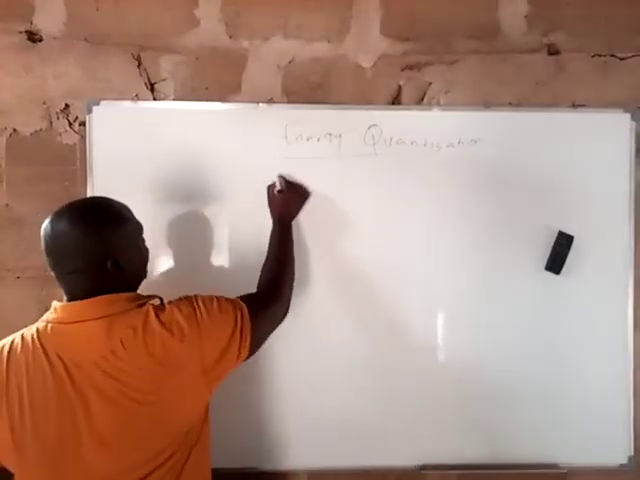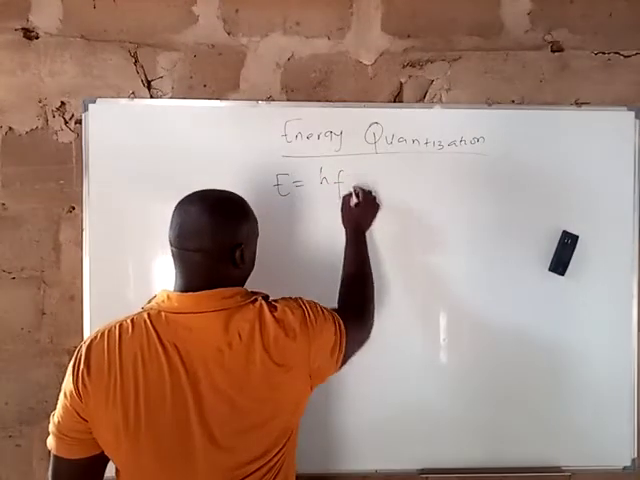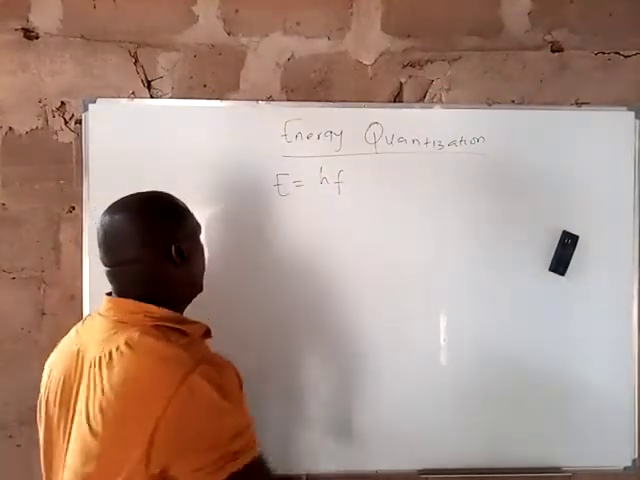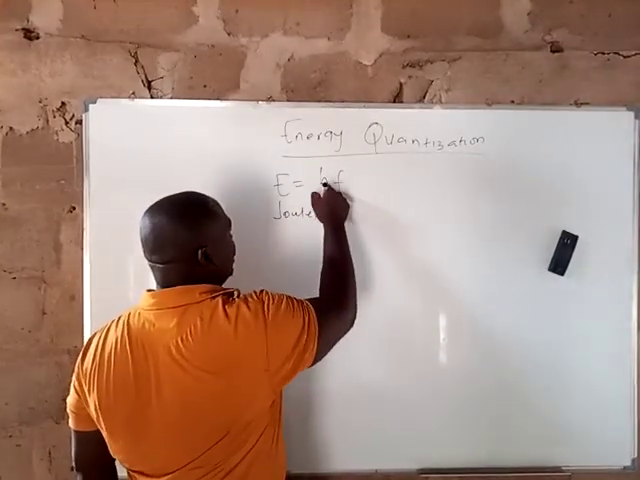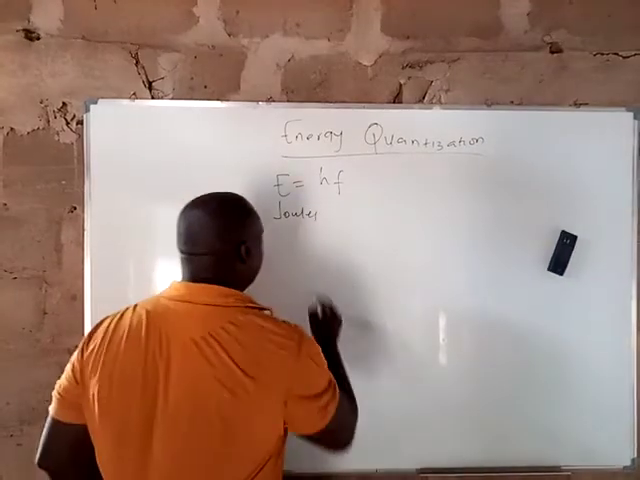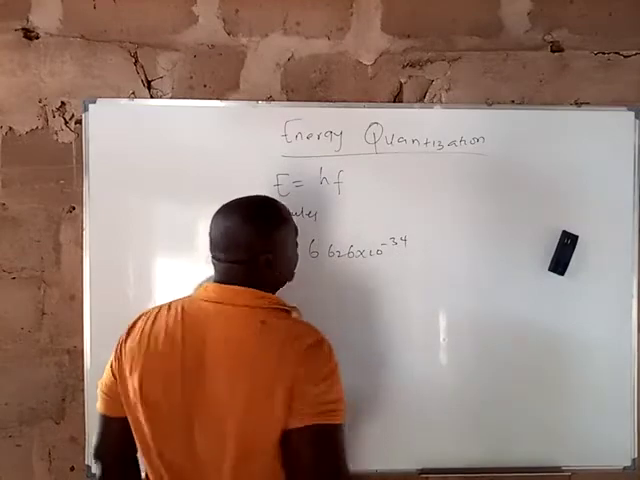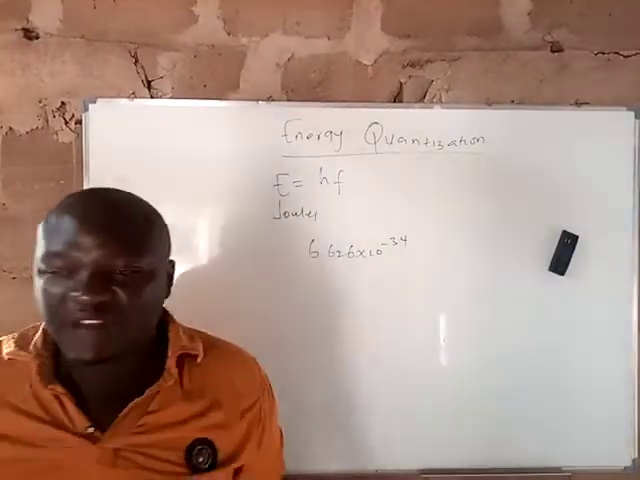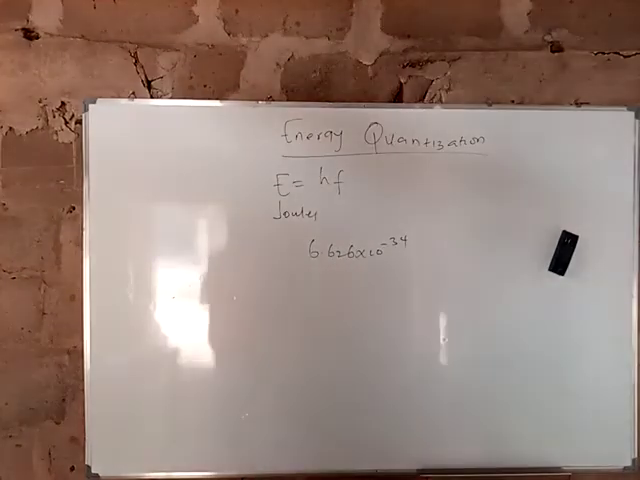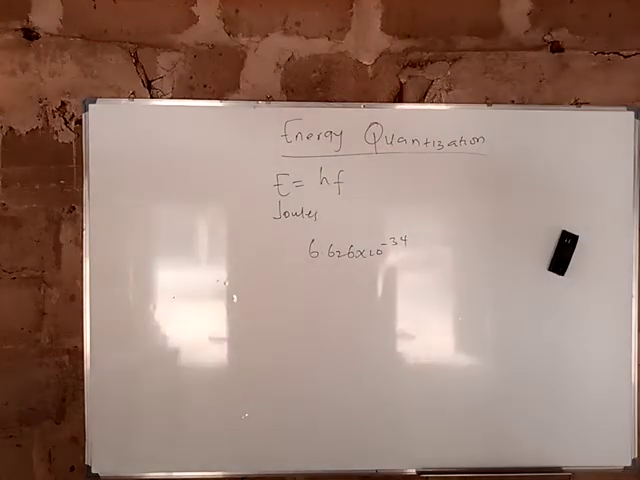And we have this beautiful formula: E = hf. E is our energy measured in joules, h is our Planck's constant, which is 6.62 times 10 raised to the power minus 34, and you should know that f is the frequency. Please pay attention very well, because I'm going to be proving a lot of formulas that are going to help you in this course itself.